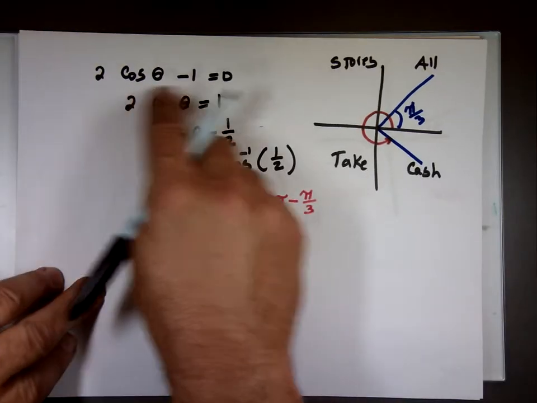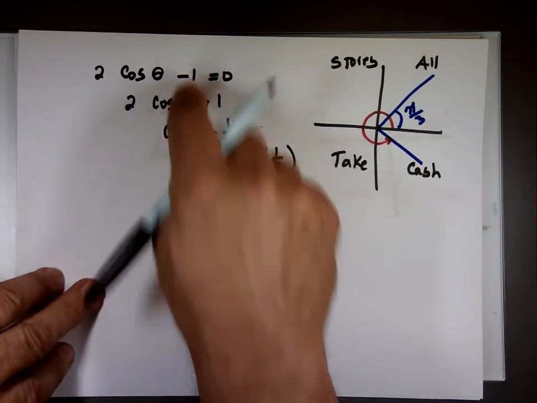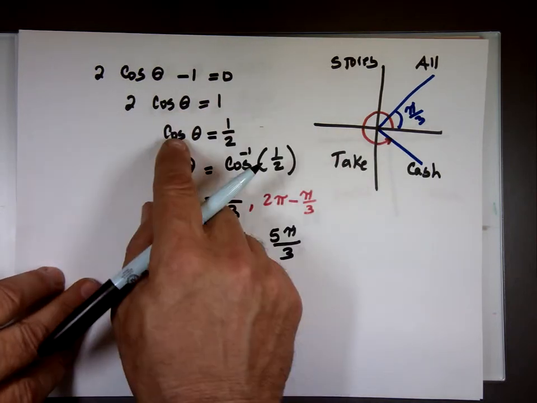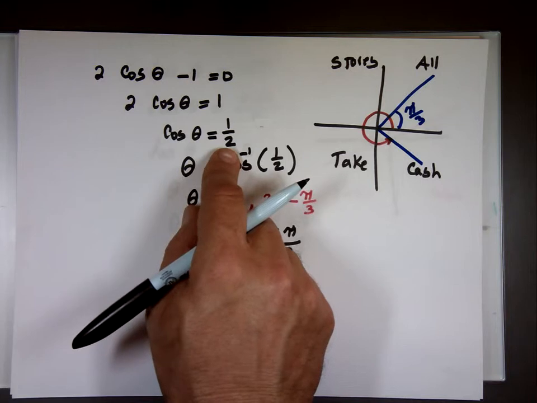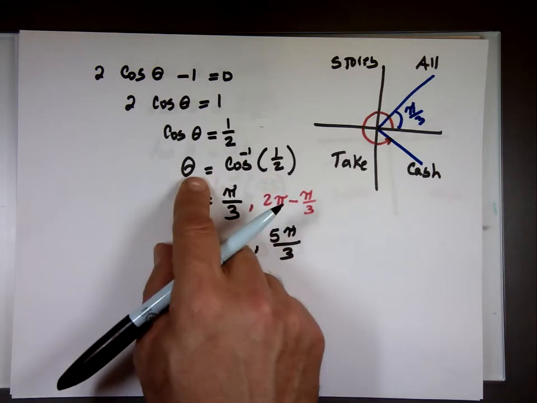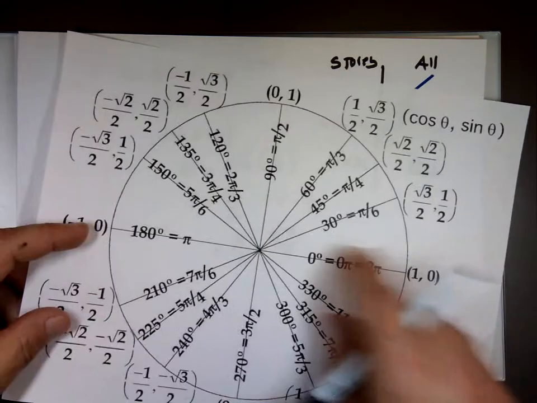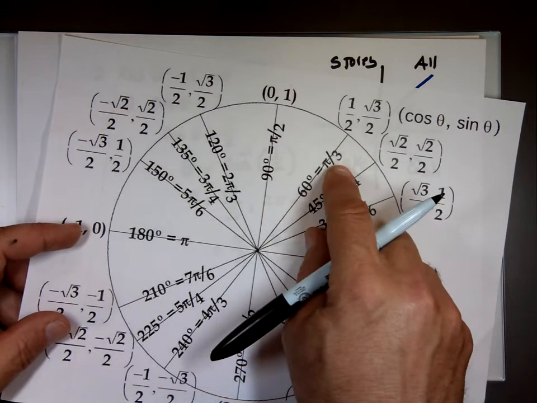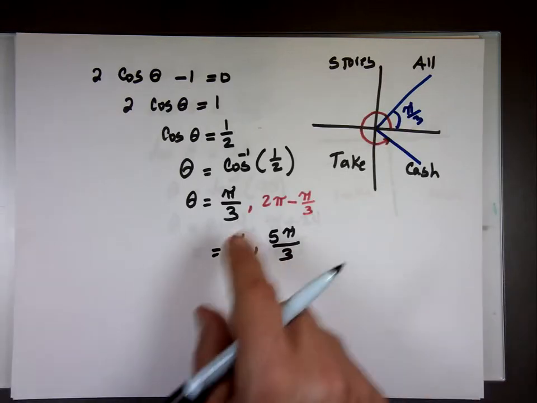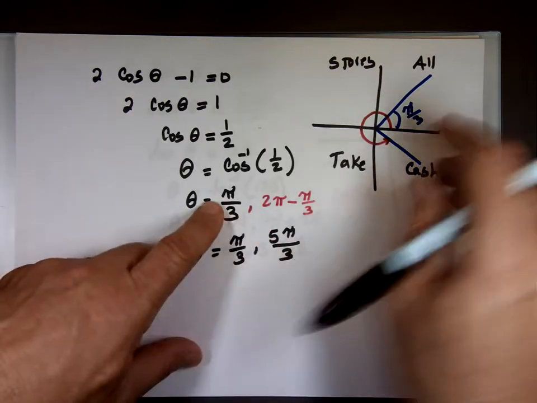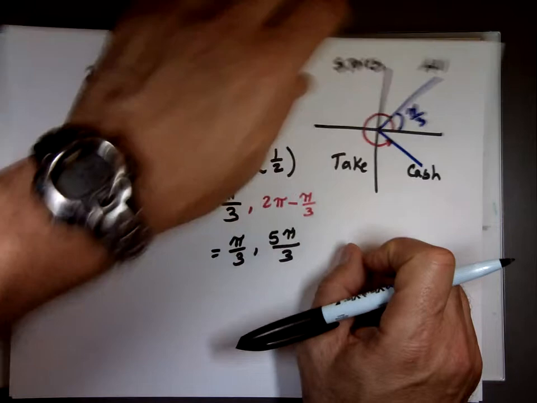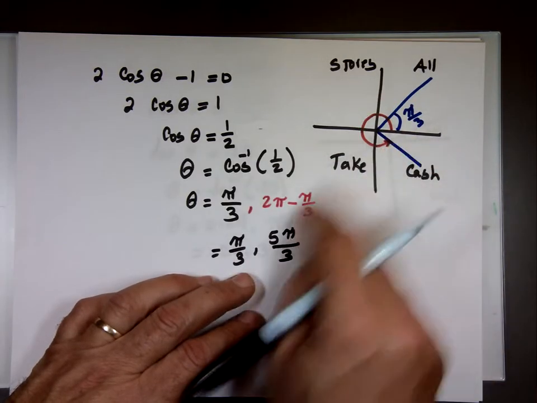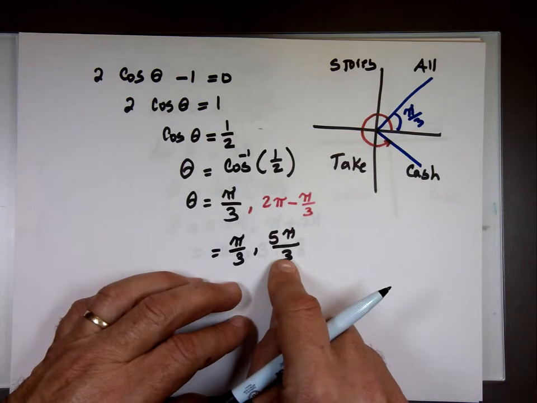Second one, 2 cosine theta minus 1 equals 0. Move the minus 1 there. 2 cosine theta equals 1. Cosine theta is 1/2. Go to the unit circle. Theta equals, which angle has a cosine of 1/2? Pi over 3. Now again, the cosine, you got to fold the paper down this way. There's your second angle. So what is that value? 2 pi minus pi over 3, and that's this number.